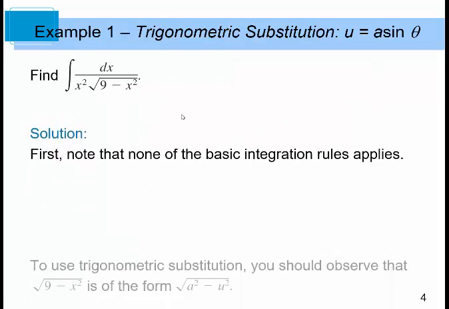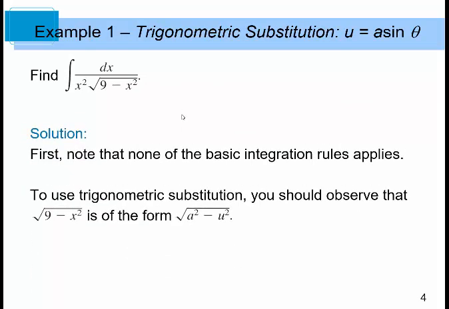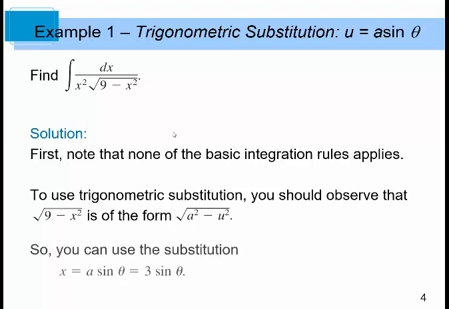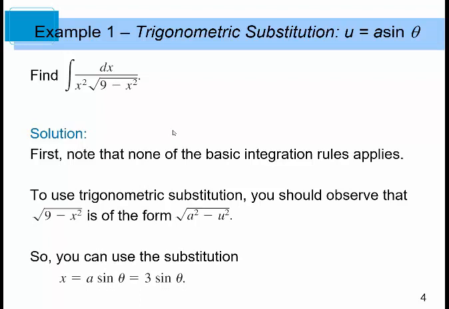All right, so we use trig substitution. You should observe that this, the square root of 9 minus x squared, is the form the square root of a squared minus u squared. Awesome. All right, so we're going to use this substitution: x, or our u, is equal to a sine of theta. Well, that means x is equal to 3 sine of theta.